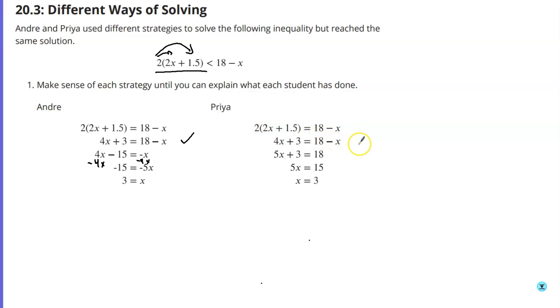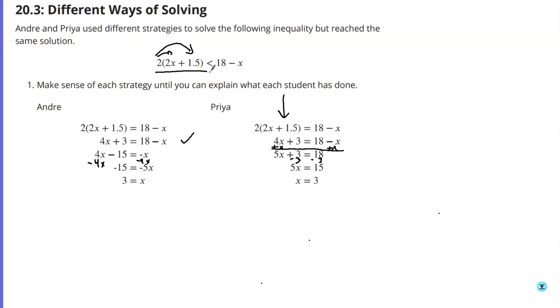Priya did the same thing, but she kept her x's on the left-hand side, which is how I prefer to do it and how I suggest you do it. So she added this x, see that? She added this x over here, and then she got 5x plus 3 equals 18. Then she subtracted the 3 to move the 3 over, and then she divided by 5 and got x equals 3.